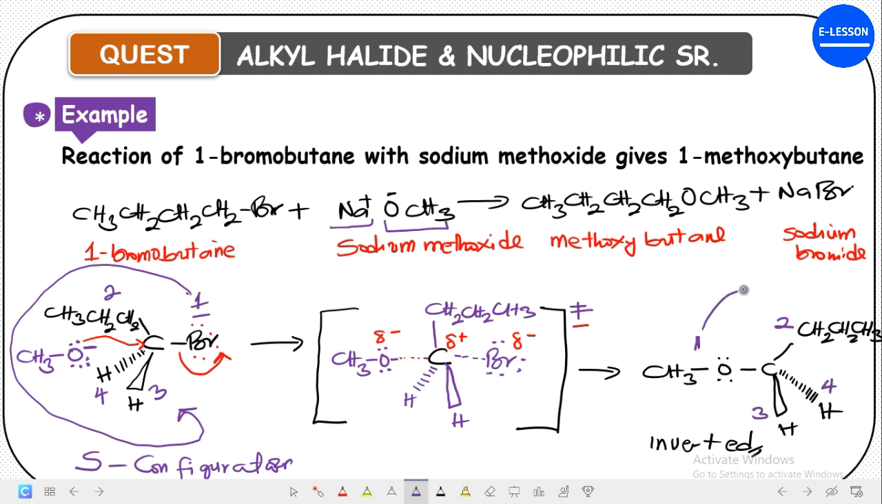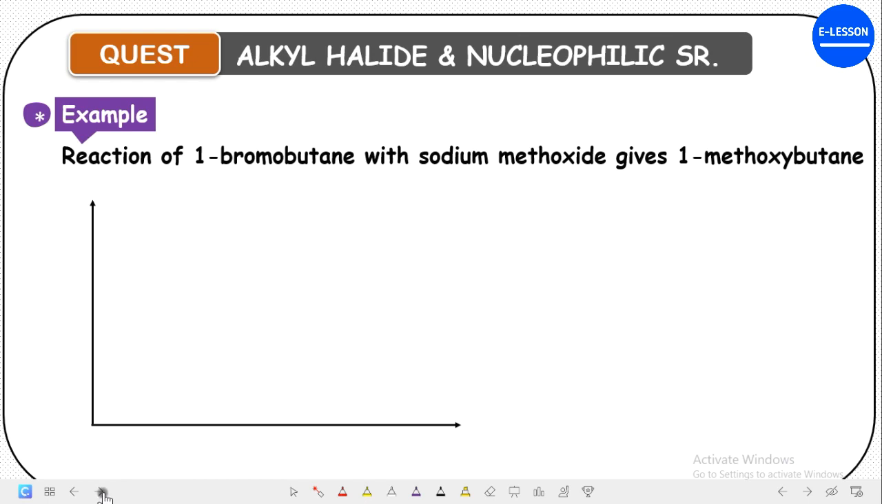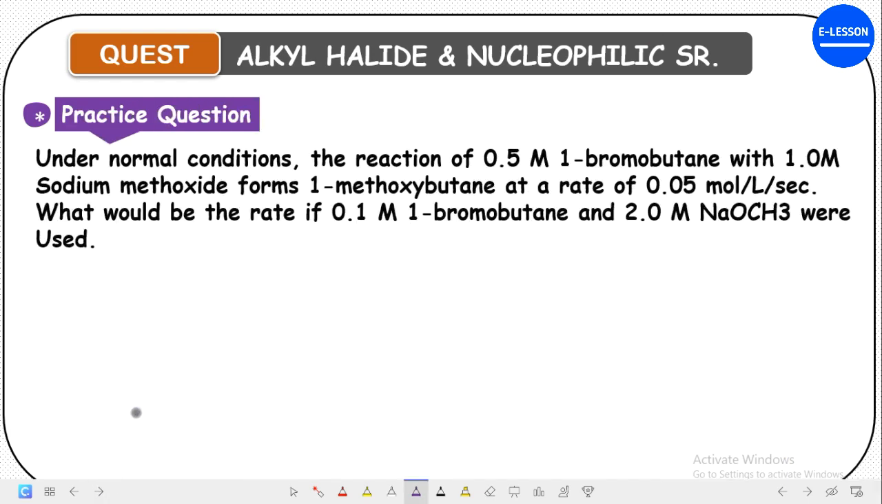So we say it goes in this direction, which is 1, 2, 3. Is that understood? So this configuration now is what? R, which is the rectus configuration. R configuration, because it goes in the clockwise direction. So this is what I was trying to explain to you about the stereochemistry of SN2 reactions. All right, so that is that. Now, the energy diagram for this reaction is still the same as the one we did initially. All right, now let's look at the practice questions.